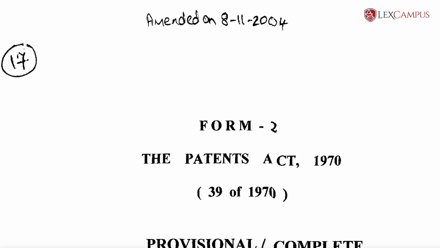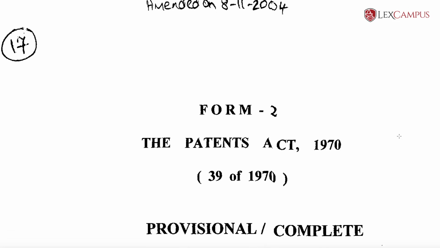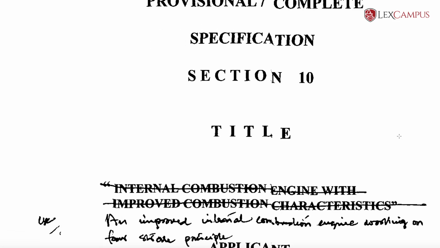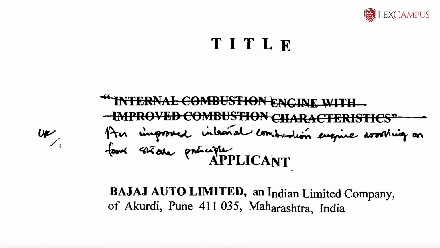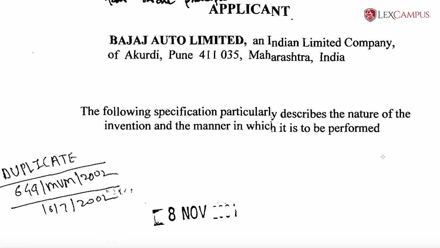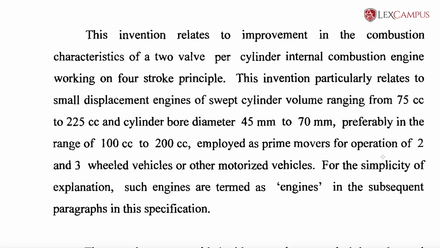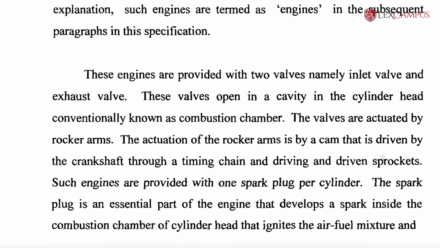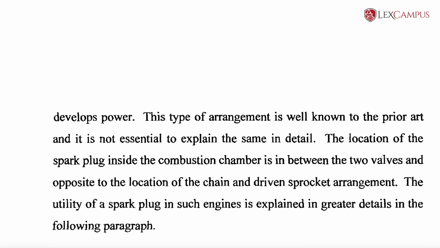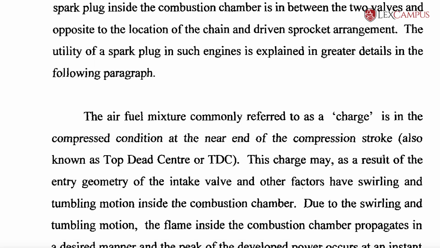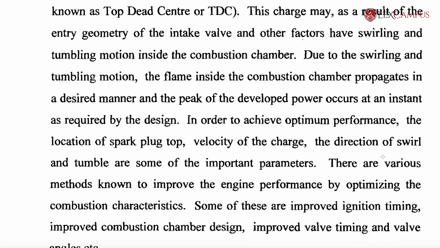Now this is the amended specification. This was amended on 8/11/2004, and this is form 2. This is the title page, and you can see that there are some corrections written there. The following specification particularly describes the nature and manner in which it is performed. The second page onwards, the invention starts. Now there is a description. Here you will see that this is an introductory statement. The art is described. In some patents you will find headings, but here it's a general description.